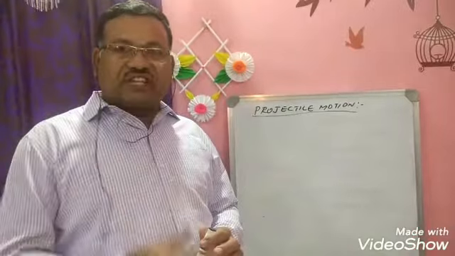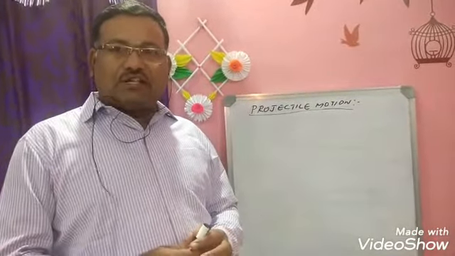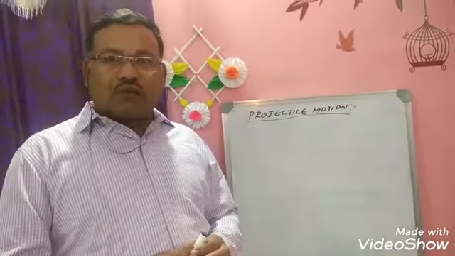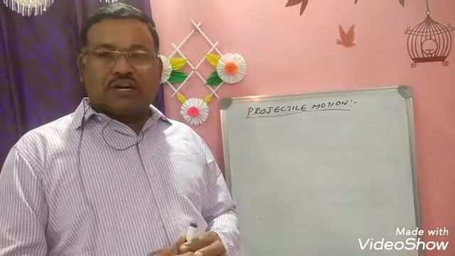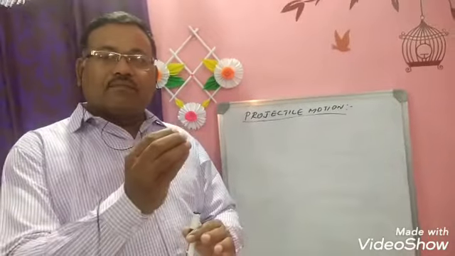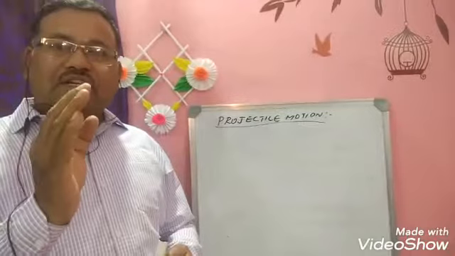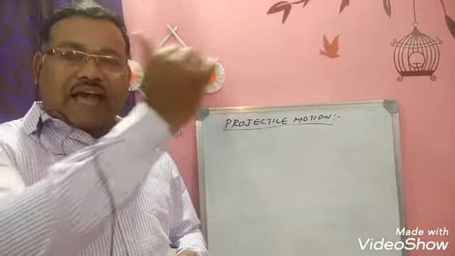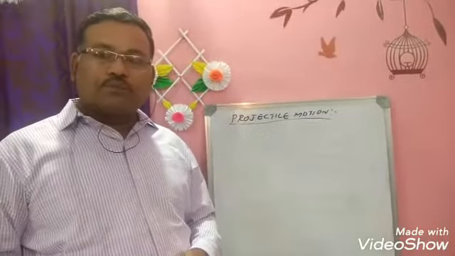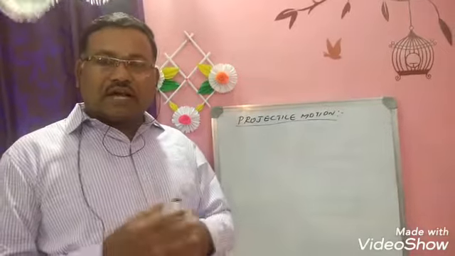A body thrown with a certain initial velocity, making an angle other than 0 and 90 degrees with the horizontal, and then allowed to move under gravitational force, is called a projectile. Suppose we are throwing a body, it leaves from our hand, then the body is moving in the air under the influence of gravity, then it comes to the ground. This is what we call a projectile. That is the definition.